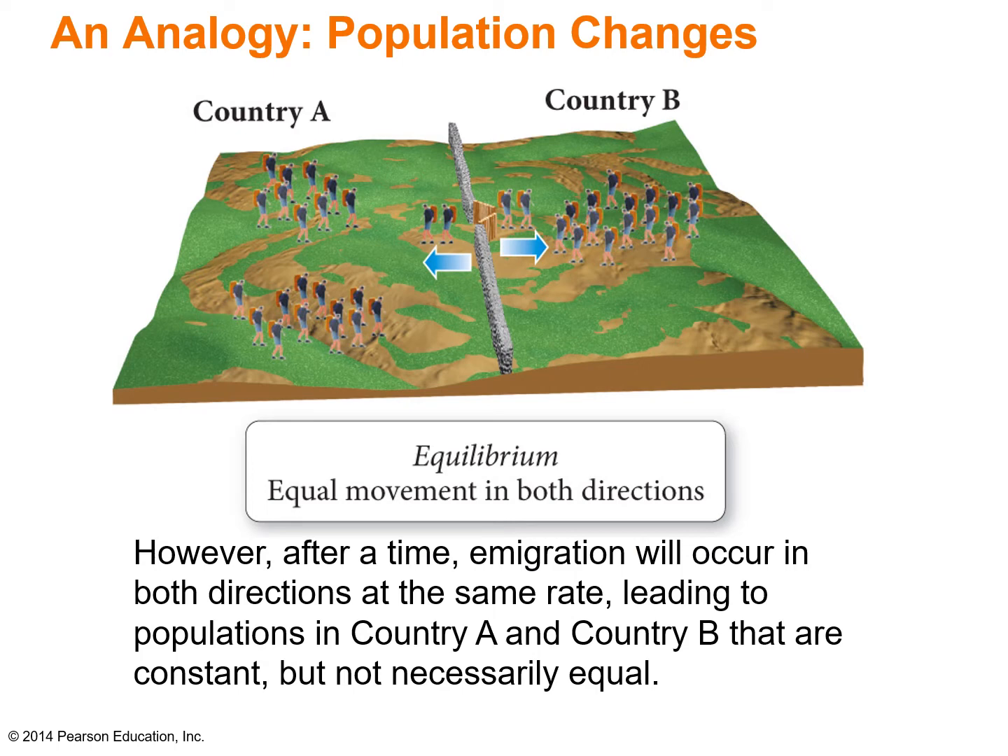At equilibrium, after some time, immigration will occur in both directions at the same rate, leading to populations in country A and country B that are constant but not necessarily equal. Again, we're highlighting this point that the concentrations are not necessarily going to be equal. The populations are not necessarily going to be equal, but generally speaking, on both sides they're not going to vary by much, and the rates will be equal.